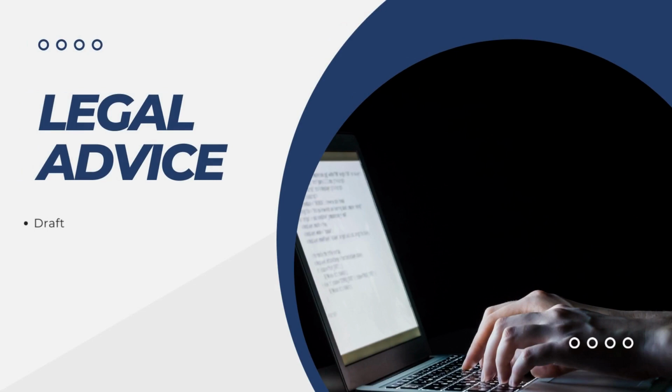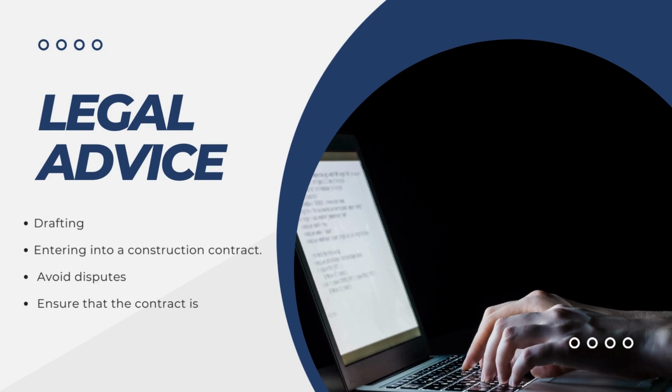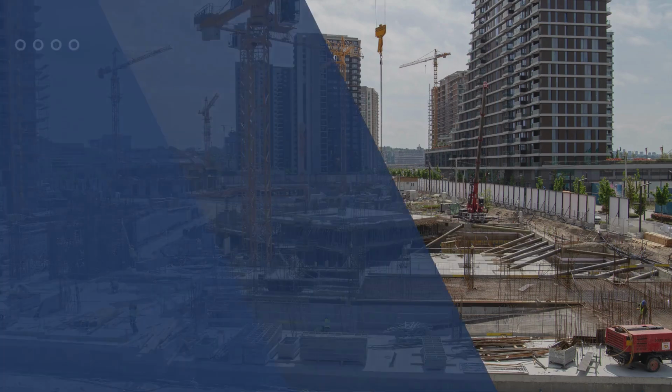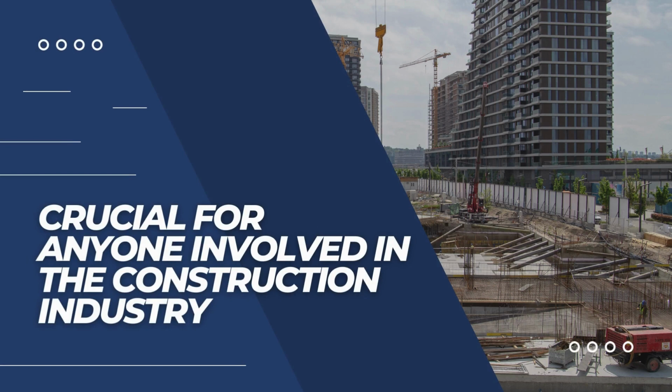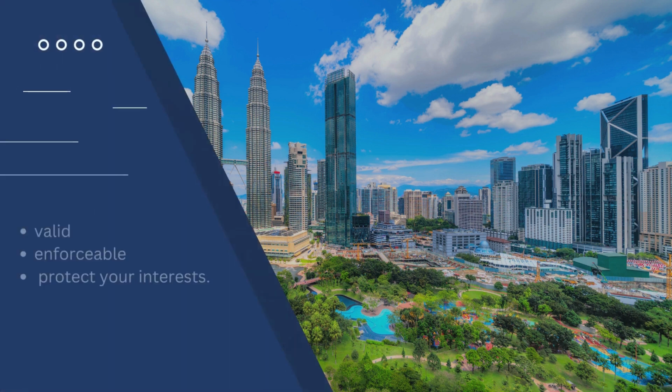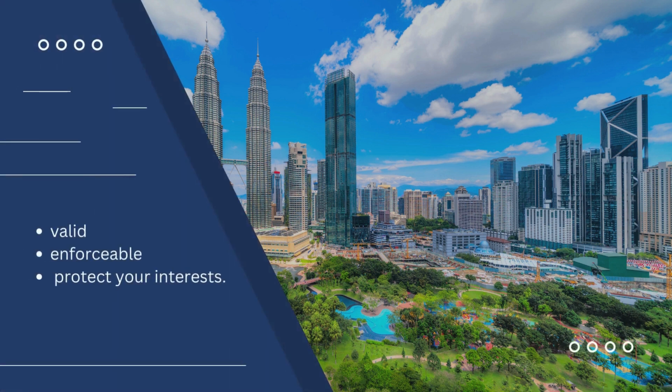It's important to note that construction contracts are often complex and require specialized knowledge. Therefore, it's important to seek legal advice when drafting or entering into a construction contract. This can help to avoid disputes and ensure that the contract is enforceable. Understanding the general principles of contract law in Malaysia is crucial for anyone involved in the construction industry. These principles include offer and acceptance, consideration, legality, capacity, and intention. By following these principles, you can ensure that your contracts are valid, enforceable, and protect your interests in the Malaysian construction industry.